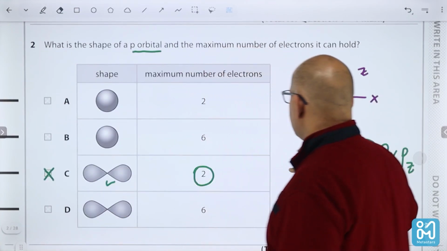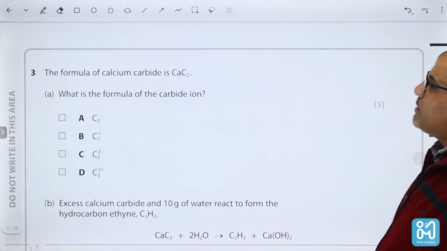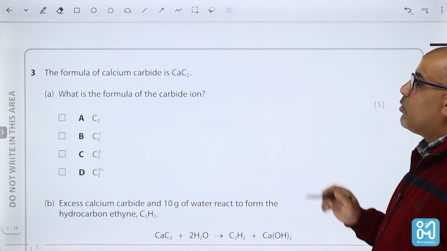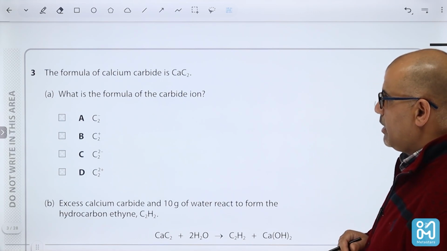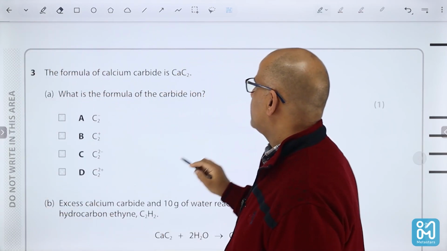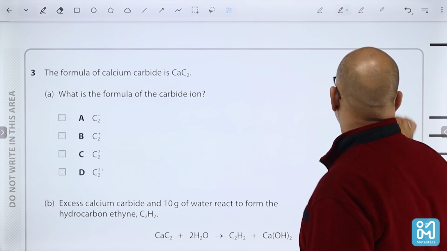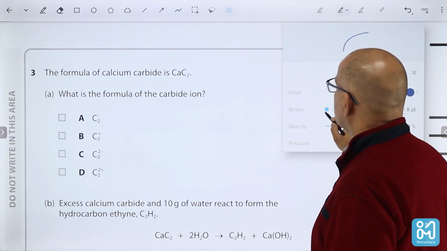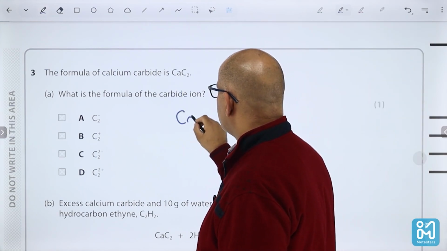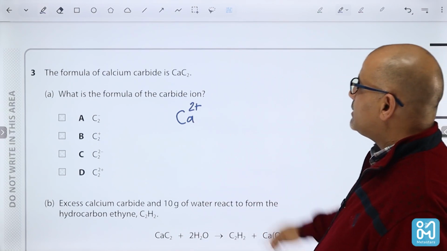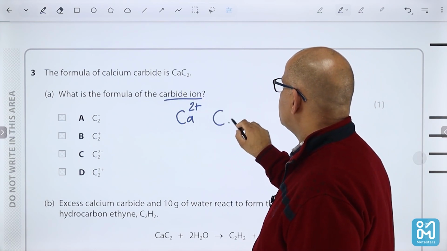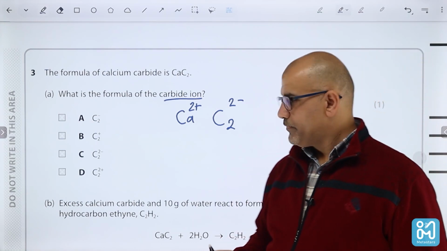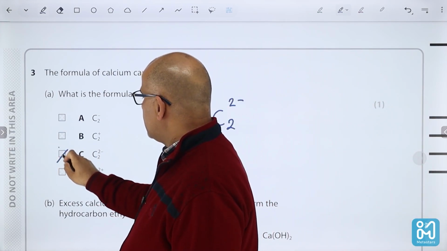Now, for the next question, the formula of calcium carbide is CaC2. What is the formula of the carbide ion? Since the charge of calcium is positive 2, to balance it the carbide ion is C2 negative 2, to balance the charge of the calcium positive 2. So the correct answer is C2 negative 2.